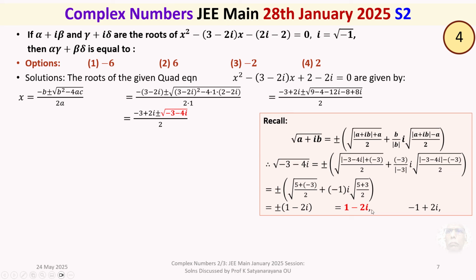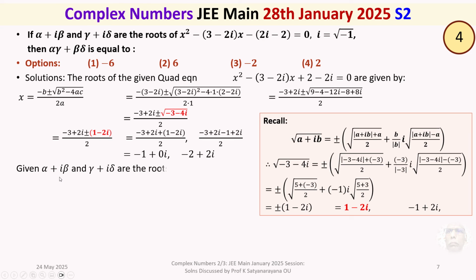Let's take this 1 minus 2i and substitute here. So that is equal to minus 3 plus 2i plus or minus (1 minus 2i) by 2. One time we take plus, the other time we take minus and simplify. Then you will get the first one is minus 1 plus 0i. The second one is minus 2 plus 2i. Right. So thus we got one is alpha plus i beta and the other is gamma plus i delta.